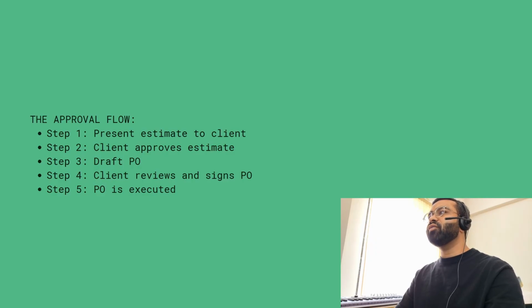Then step 5 is PO is executed, both parties sign. Now it's a legal commitment. Kickoff can begin. So from estimate to kickoff, that's around 3 weeks of time. The PO is not bureaucracy, it's alignment. It says we agree on what we are building, how much it costs, and how we will pay for it. No surprises, no arguments later, both parties are protected.